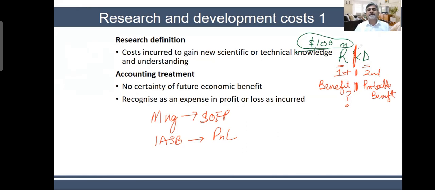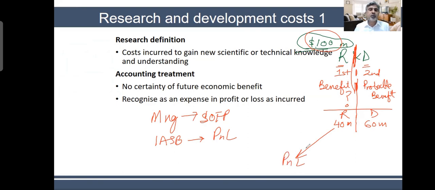So we said that these are the two stages, research and development. Research on one hand and development on the other. This 100 million which we spent, let's first decide how much was on research, how much was on development. Let's suppose we spent 40 million on research and 60 million on development. This 40 million on research will go to P&L straight away, no questions asked. The 40 million research expenditure goes straight to your profit and loss account without asking any question.